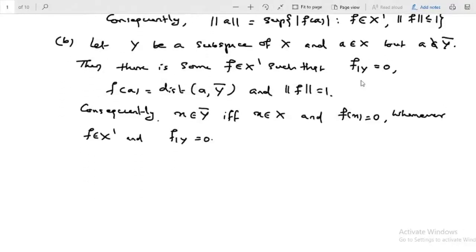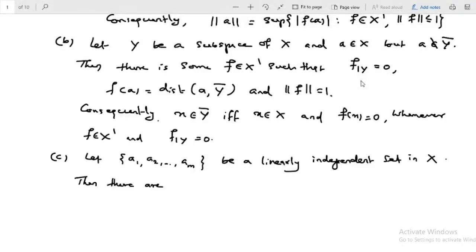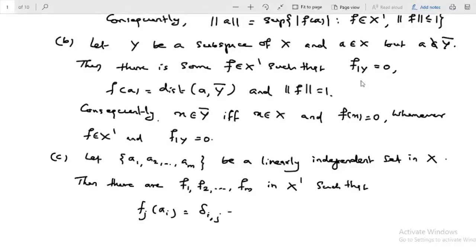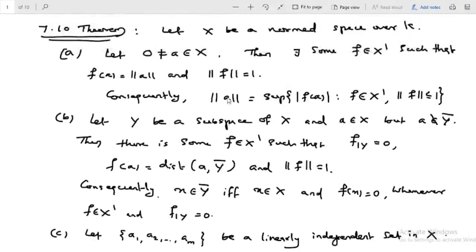And a result, remember, (c) part. Let the set a1, a2, etc., am be a linearly independent set in X. Then there exist continuous linear functionals f1, f2, etc., fm in X dash such that fj of ai is equal to delta ij, the Kronecker delta, for 1 less than or equal to i, j less than or equal to m. This is the 7.10 theorem.